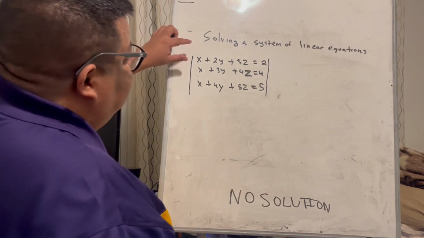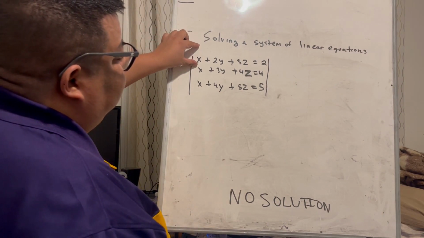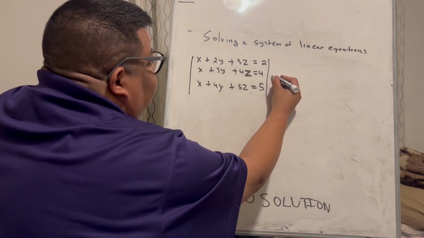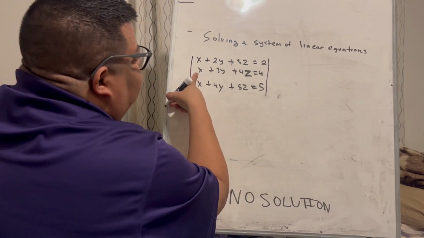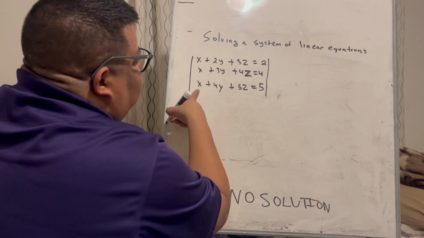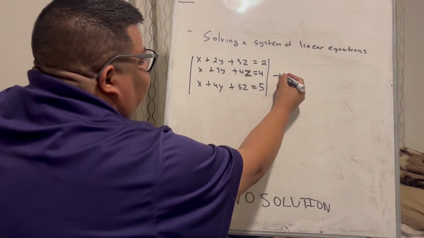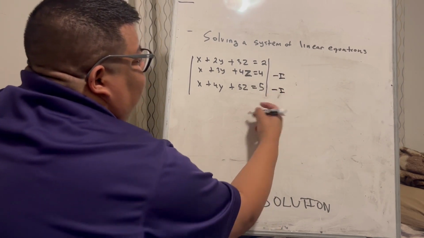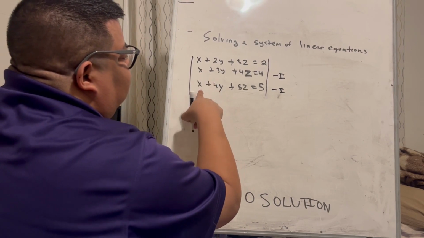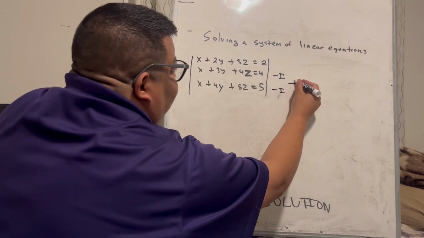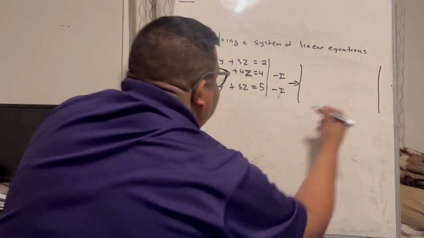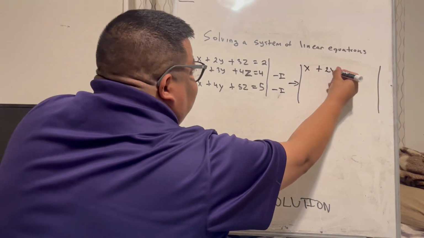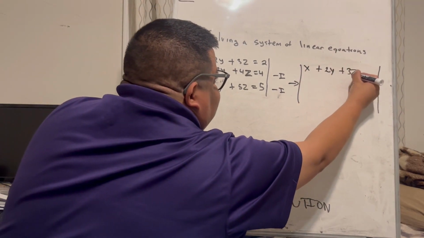So first, as we see, we leave the first row by itself, and then, because this is an x, I want to get rid of this x and this x. So I'm going to multiply the first row by -1, and then I'm going to add it to the second and third. As you can see, the first one is going to stay the same. So that's x plus 2y plus 3z equals 2.